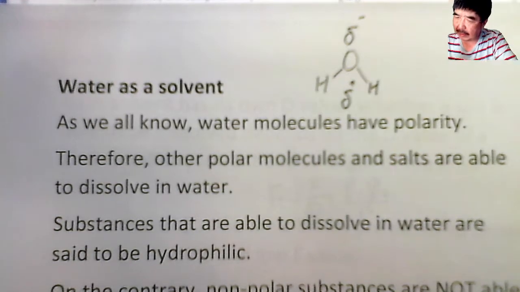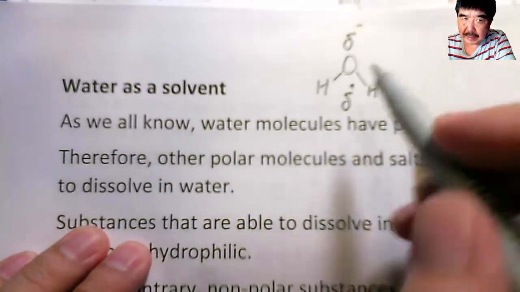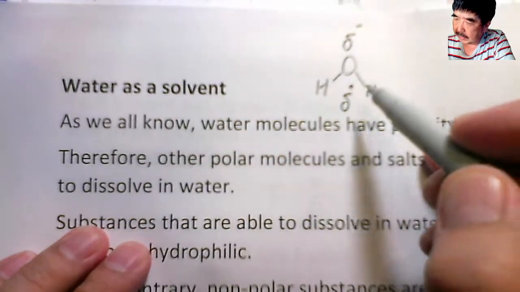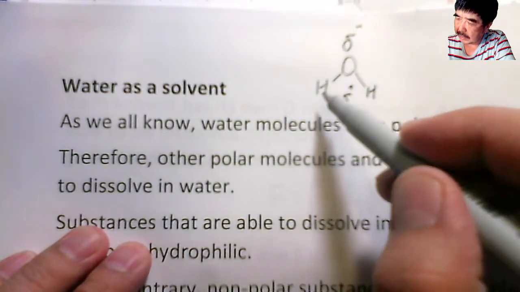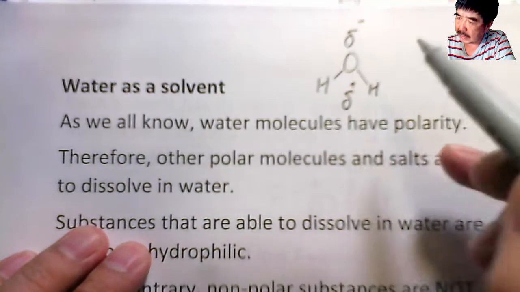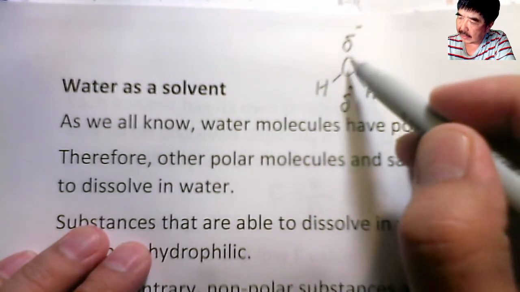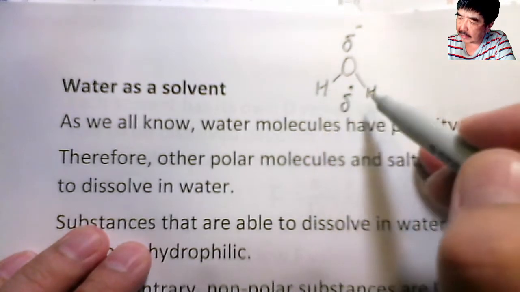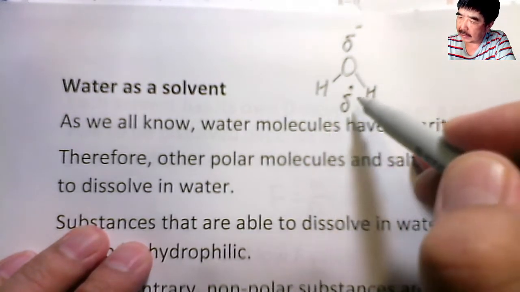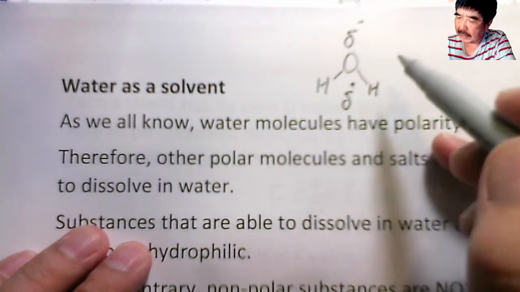All right, let's talk about water as a solvent. Water as a solvent is this water molecule: oxygen, two hydrogens. It is polar, and the oxygen side has a partially negative charge, while the hydrogen side has a partially positive charge.